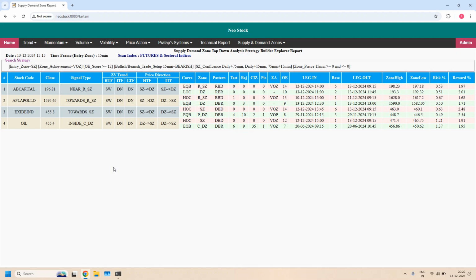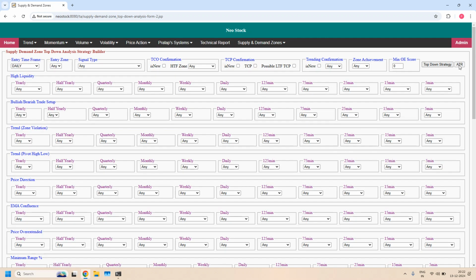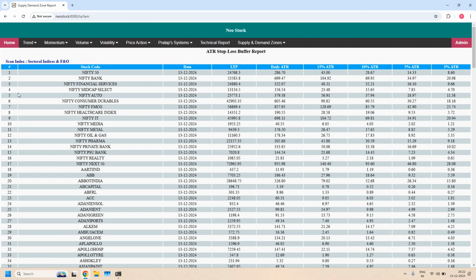And in the final report, let us generate stop buffers based on daily ATR. First 17 in this list are indices, remaining all are equity stocks. I am scrolling the list down. Whichever the stock you want to refer, there please pause the video and then you can proceed further. Okay, I am scrolling the list down.